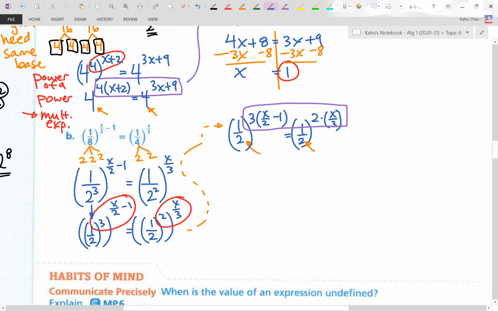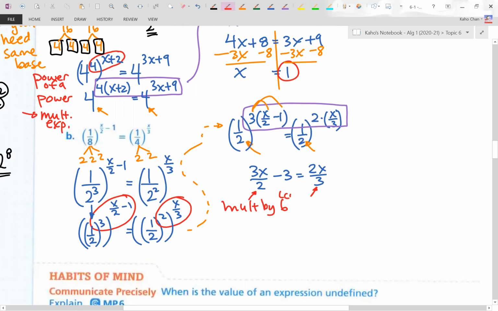Distribute the 3 first? Sure. We do that up here to save a little time. Distribute the 3. That's going to be 3x over 2 minus 3 equals 2x over 3. I don't like fractions, do you? Looks like the least common denominator between 2 and 3 is 6.